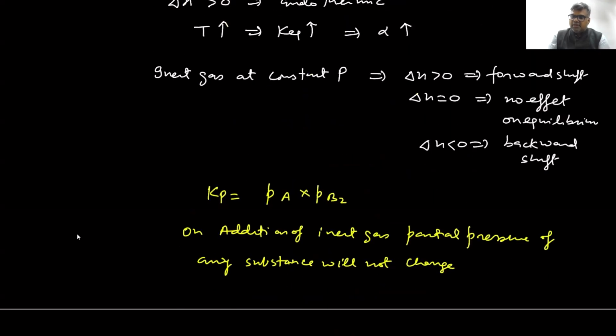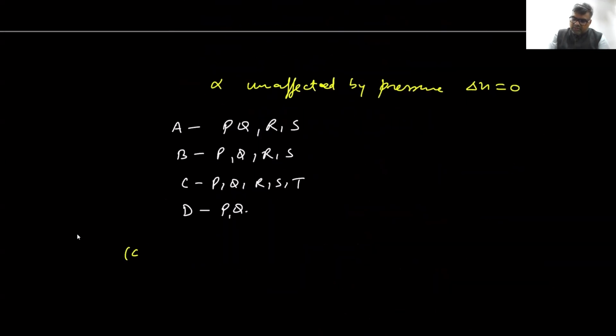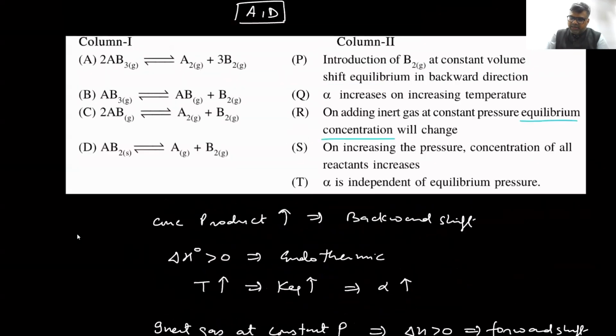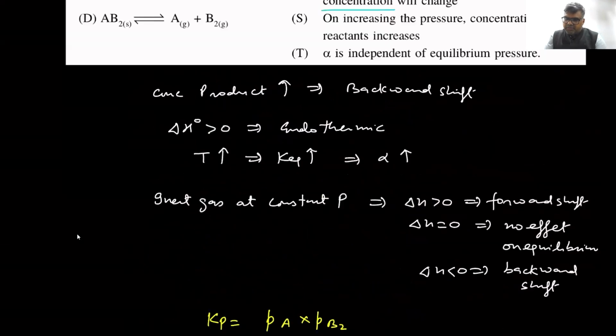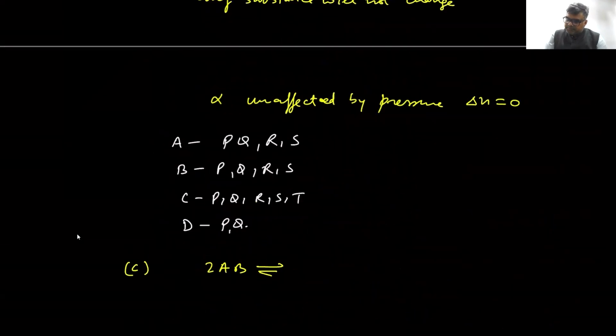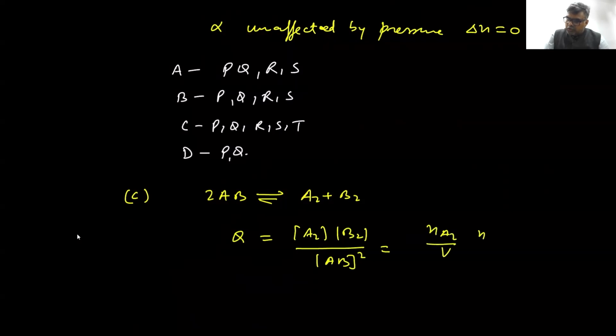I think I have to explain a little more because it is a little tricky part. So let's say for option C, I'll write it as 2AB is A2 plus B2. Yes, so this is the expression. Once I write its Qc, it will be active mass of A2 into B2 upon AB square. And here if I write the moles, I can write moles of A2 by volume, moles of B2 by volume, divided by moles of AB by volume square.